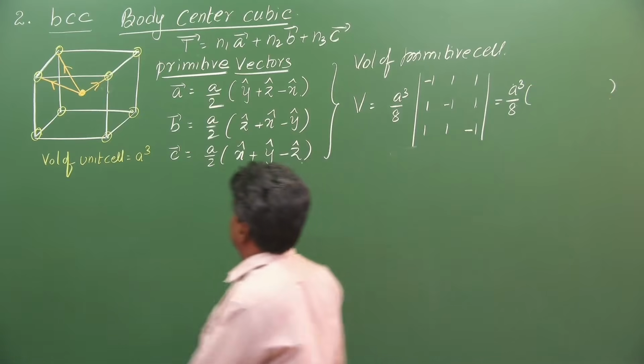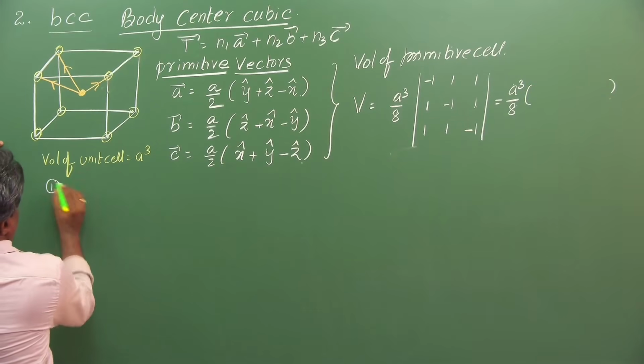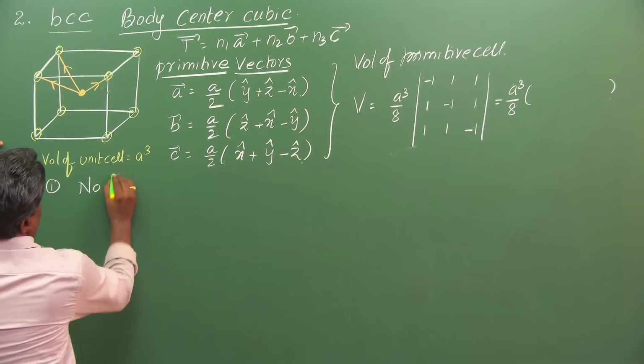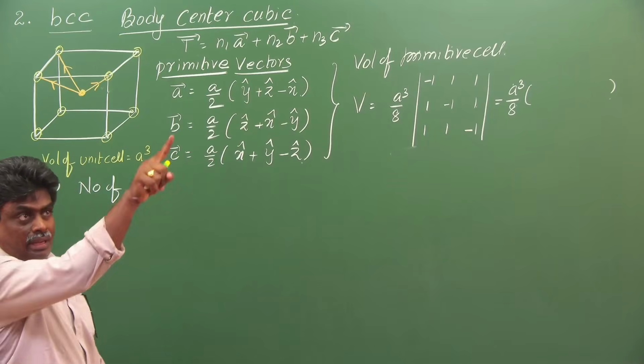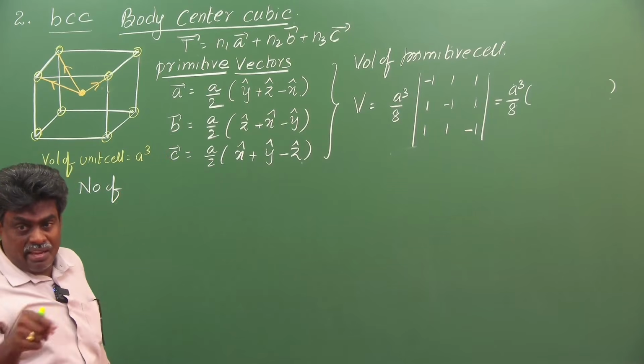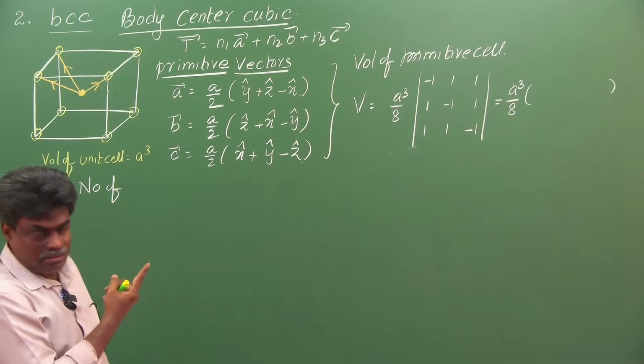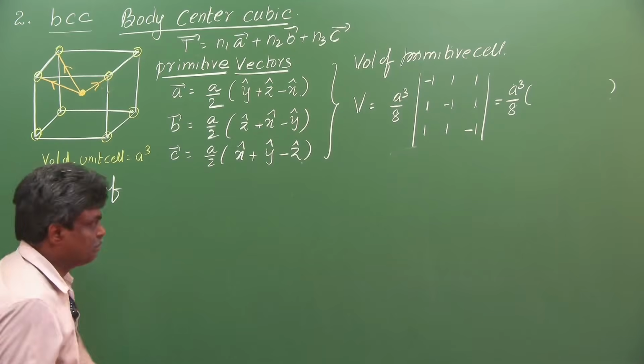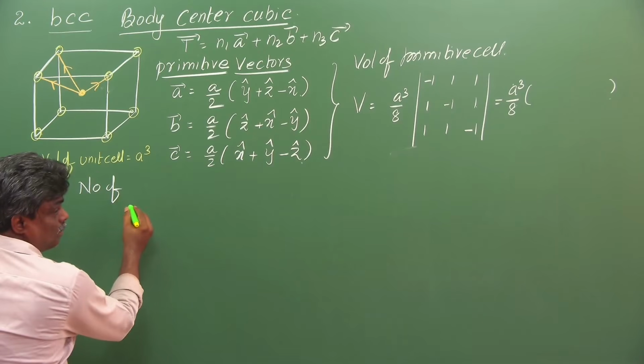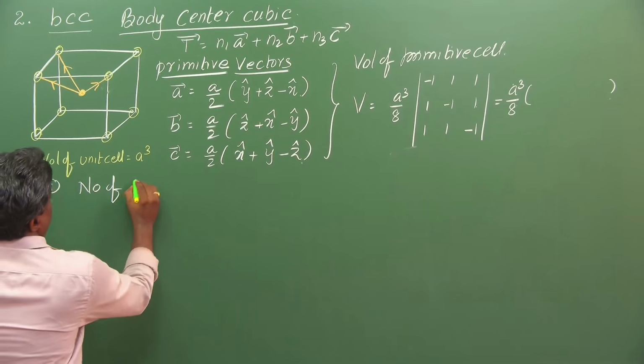Wait a minute. Next, first one, number of lattice points. There is a trick you forgot, I think. Your first entry is 1, the next is minus 1, then 1. Okay, so that is 2.